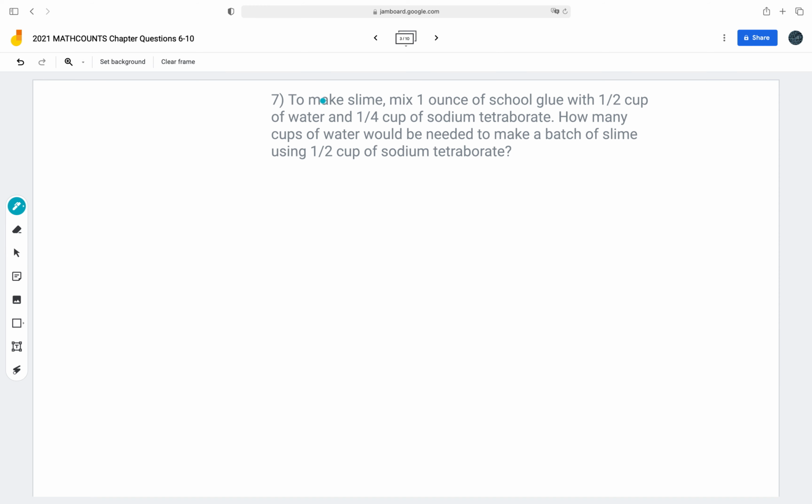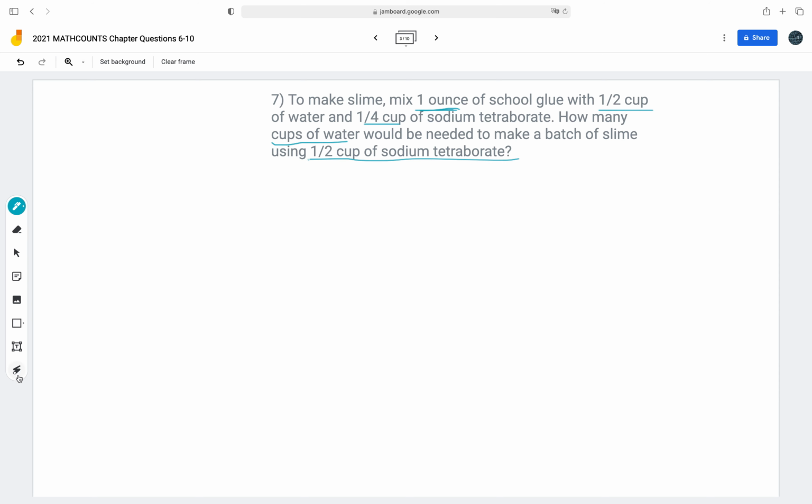What does this problem say? To make slime, mix 1 ounce of school glue with half a cup of water and a quarter cup of sodium tetraborate. How many cups of water would be needed to make a batch of slime using 1/2 cup of sodium tetraborate? So it's not looking for the total. If we're reading this question, it's just the ratio of the amount of sodium tetraborate to the cups of water.